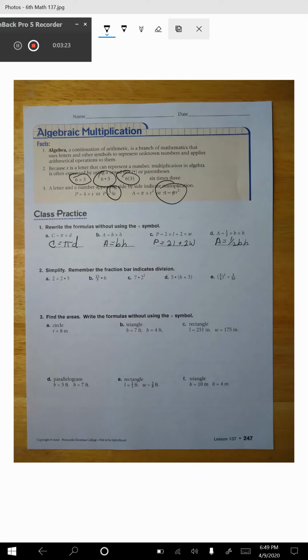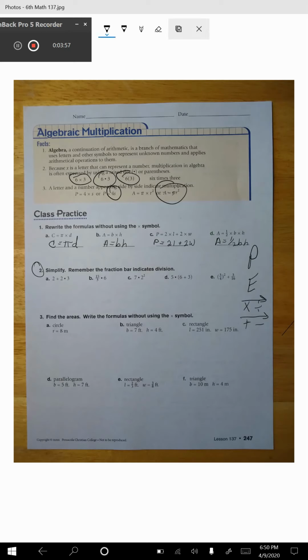All right, so now let's go back to what we learned yesterday. So we have 2 plus 2 times 2. 2 plus 2 times 3. So do you remember, well, let me just review, okay? Parentheses come first, then exponents, then multiplication and division in order, and then addition and subtraction in order from left to right.